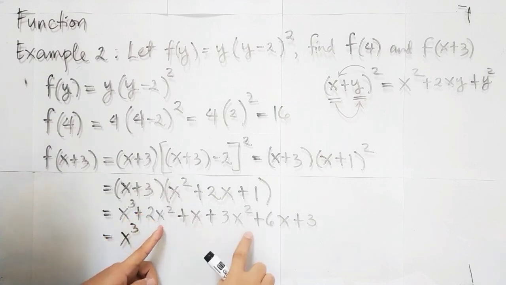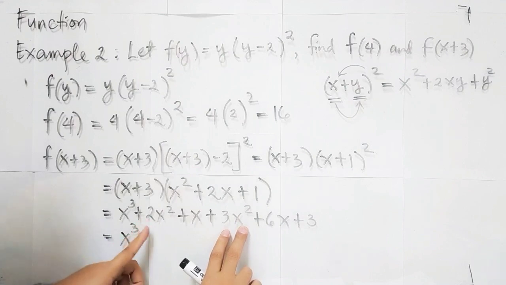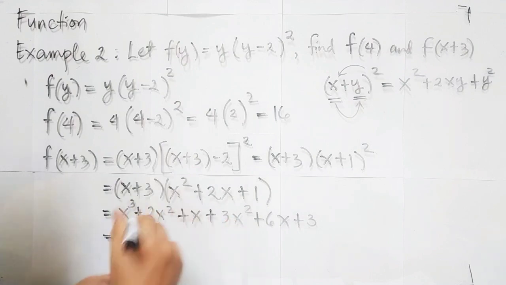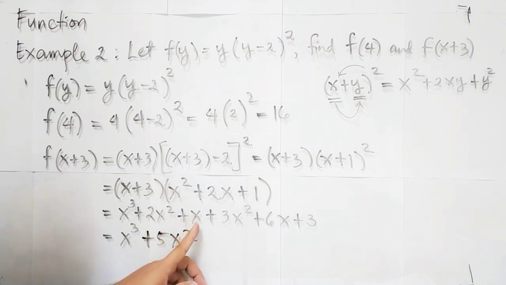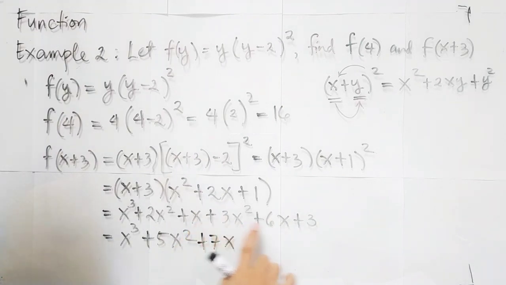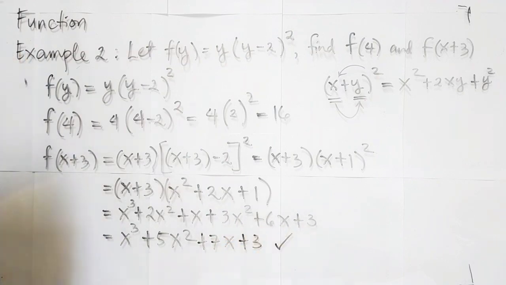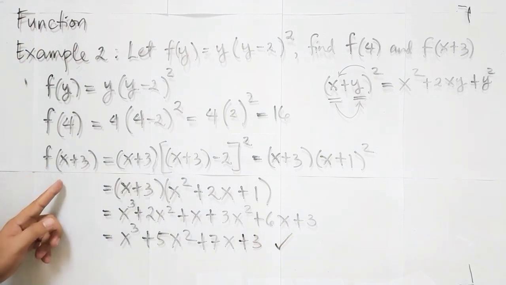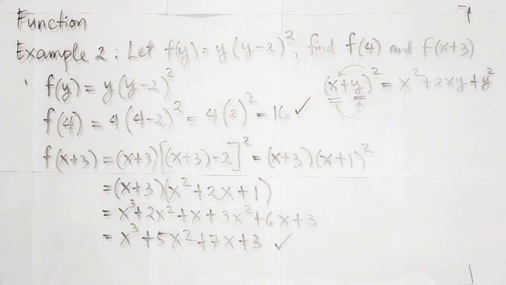For x squared, we have 2x squared and 3x squared. Combining these, 2 plus 3 equals 5x squared. For x, we have x plus 6x, so 1 plus 6 equals 7x. And then we have the number 3. So this is how we solve f of x plus 3. And for f of 4, we have 16 as our final answer.